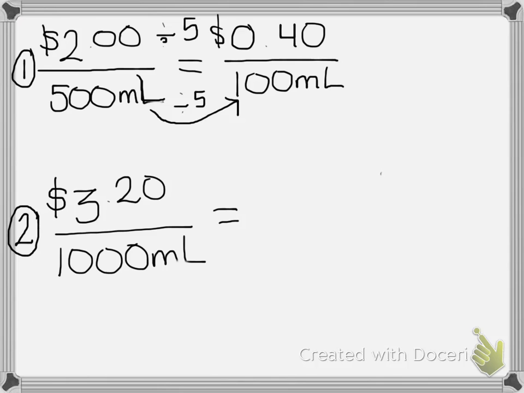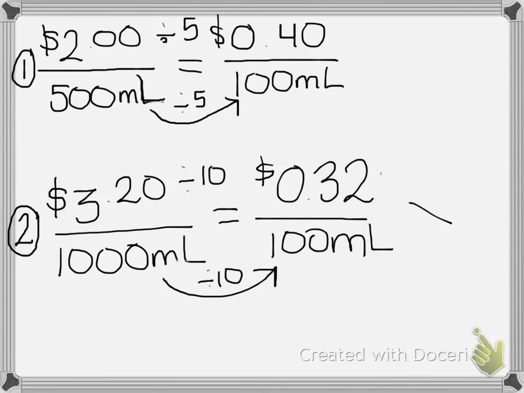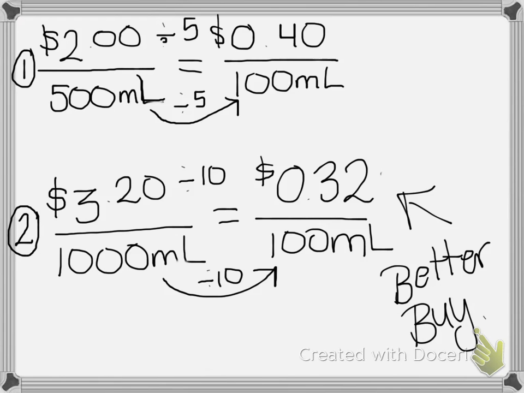Now, if I try this carton of orange juice, I want to make it out of 100 milliliters too so that I can compare them. They always have to be the same. What do I do to 1,000 to get to 100? Well, I divide by 10. So if I divide the top by 10, I find out that this one is actually only 32 cents per 100 milliliters. That makes this one the better buy. It's less expensive for 100 milliliters for us to just buy the carton of juice.